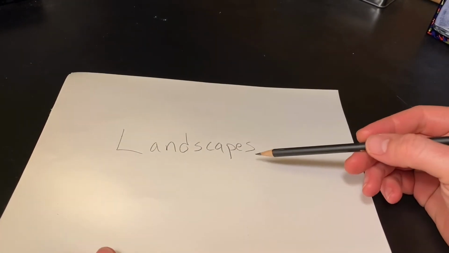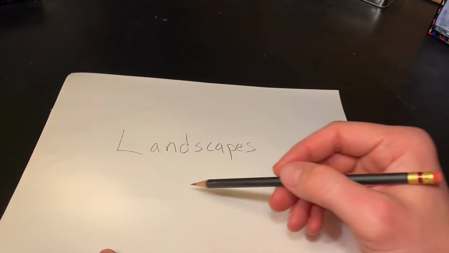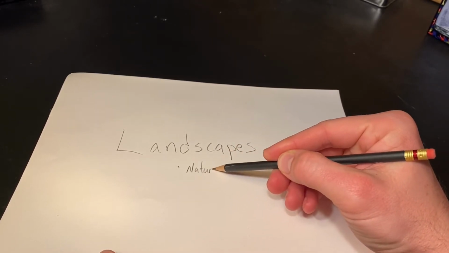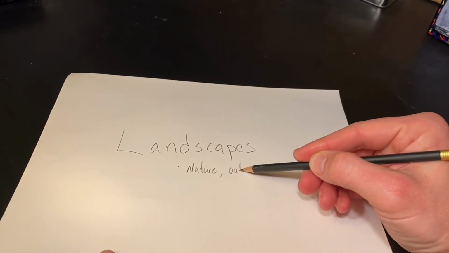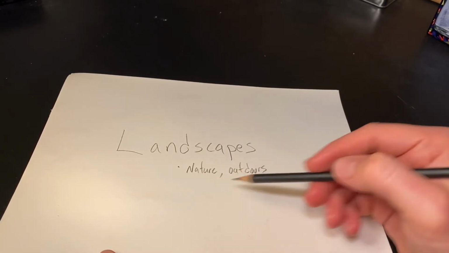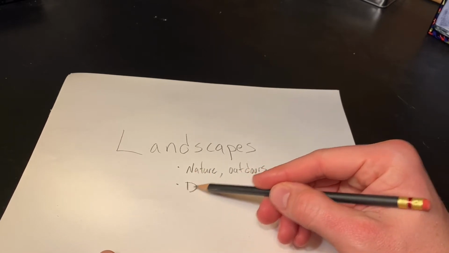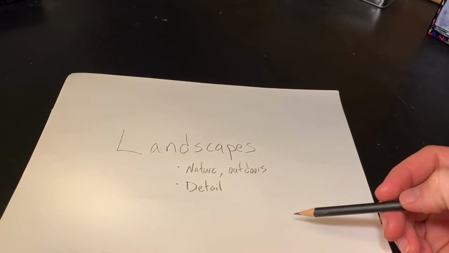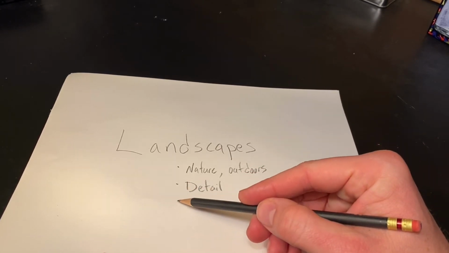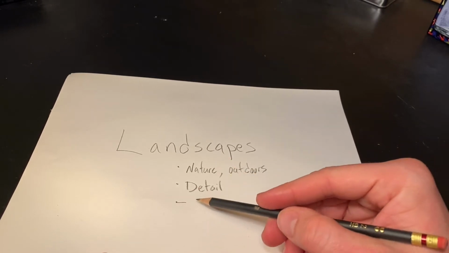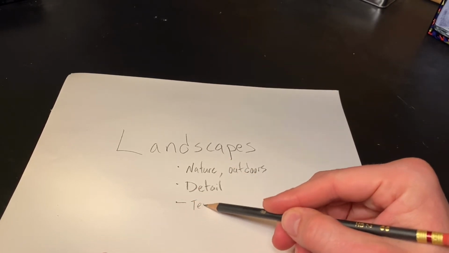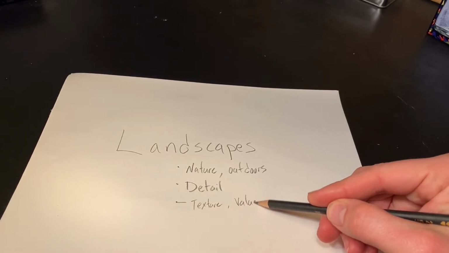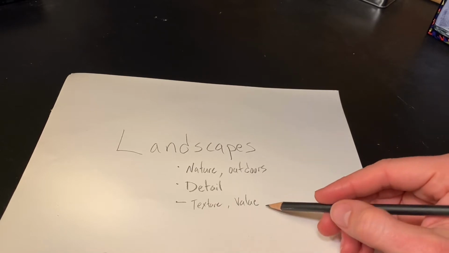Okay, this week's lesson is going to focus on landscapes. Landscapes are scenes of nature or the outdoors, and they require a great deal of detail. Detail helps make things look more realistic. Examples of detail include texture, value, which is the use of light and dark, and color.